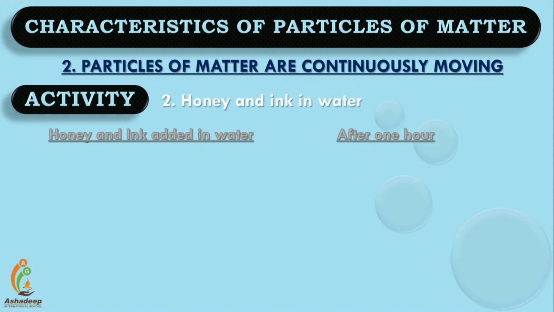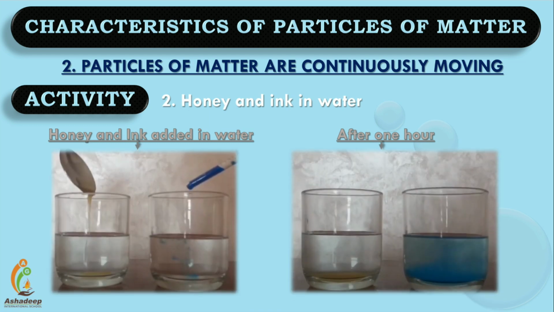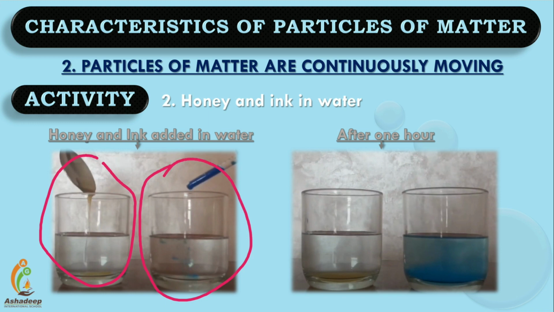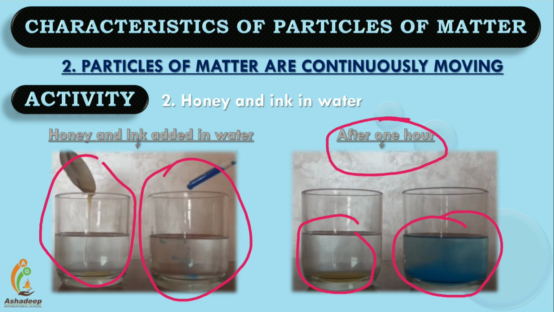The next activity is using honey and ink in water. Add honey and ink in water. You have to observe the activity properly. Here you are adding honey and here you are adding ink. Now after 1 hour you have to observe it. You cannot see much change in this one, but here, it has completely changed the color of the water.